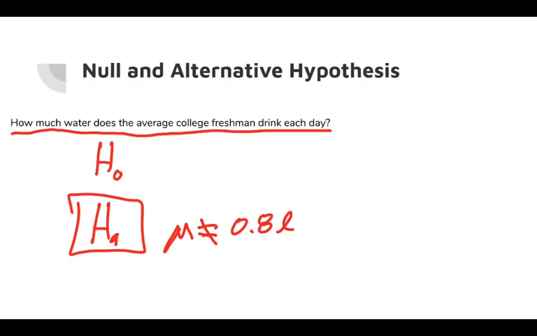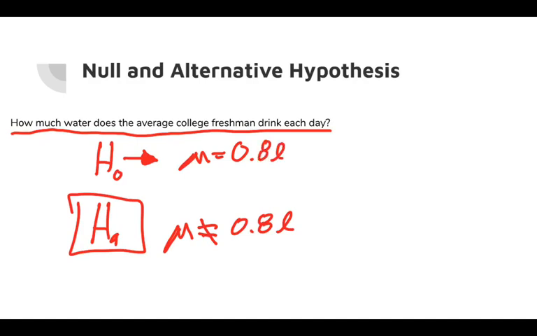Okay, so now with the alternative hypothesis set, what we believe is going to happen, that college freshmen are not drinking 0.8 liters of water a day, this sets us up to then set the null hypothesis. And the null hypothesis is always going to stand in opposition to the alternative. So since we say that the alternative is that they're not drinking 0.8 liters a day, the null is that they are drinking 0.8 liters.